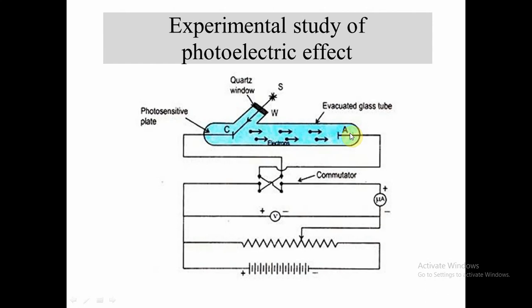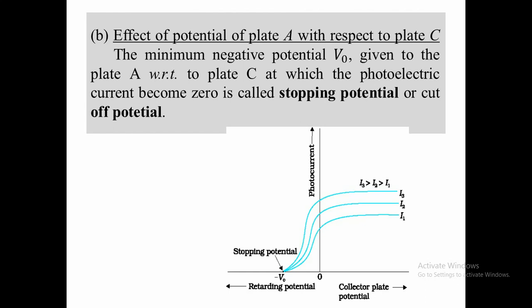one more time. See the diagram here. As we go on increasing the negative potential of the plate A with respect to the C, at a particular value of the potential of the plate A with respect to C, the photoelectric current becomes zero. Now, this minimum negative potential V0 given to the plate A with respect to the plate C, at which the photocurrent becomes zero, is called a stopping potential or a cutoff potential.